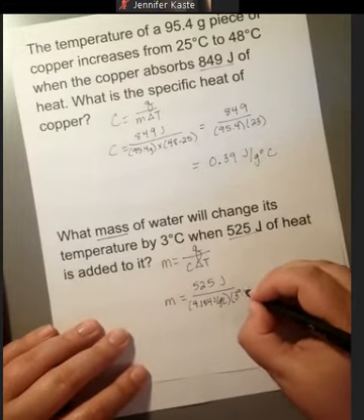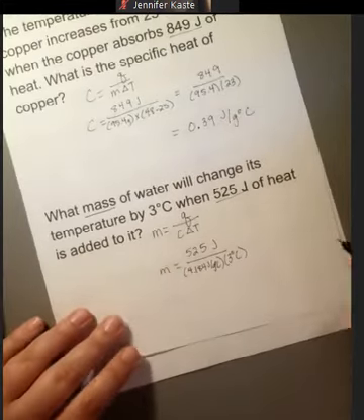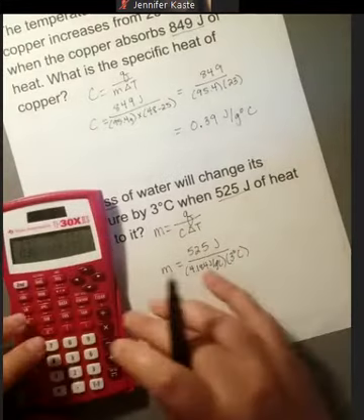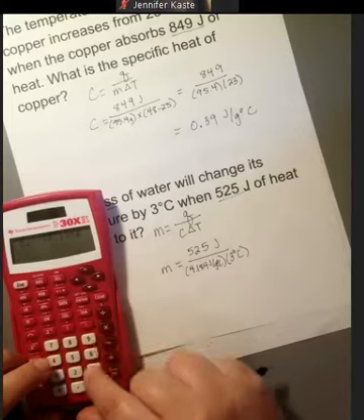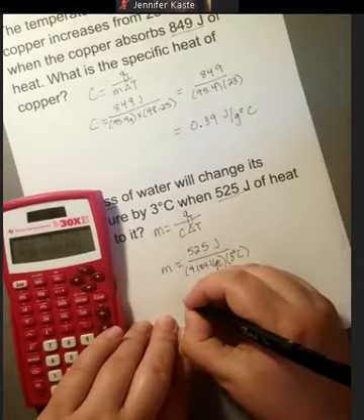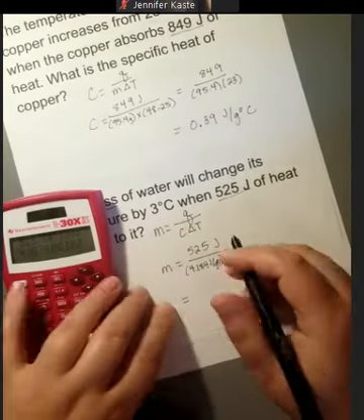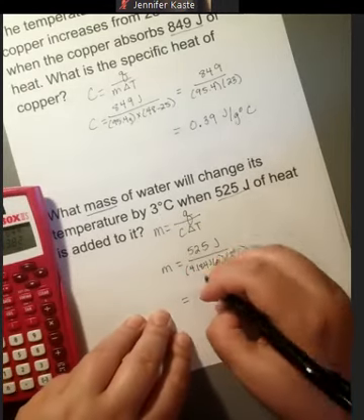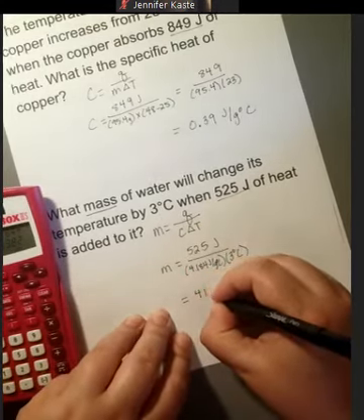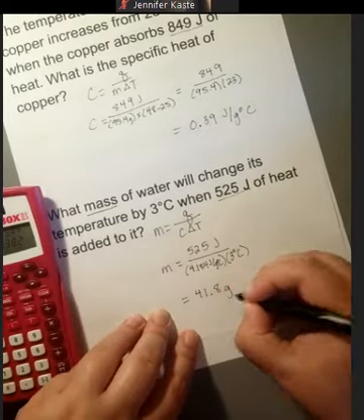So if there's only one temperature, you don't have to do any subtracting. So I'm going to do 525 divided by 4.184 times 3. And you end up with 1 sig fig. I don't want to use just one. So I'm going to say 41.8, and that's going to be in grams.